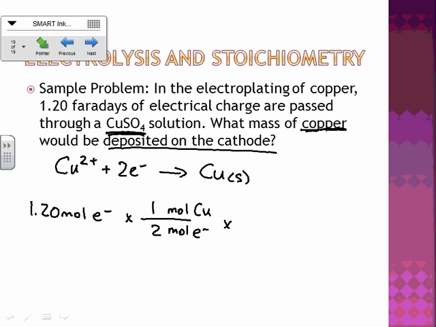We actually did that earlier. And then we're going to go from moles of copper to grams of copper. And that is 63.546. So once we work that out, we're going to get about 38. 3 sig figs, 38.1 grams of copper.